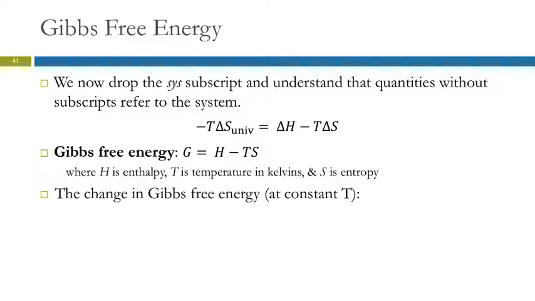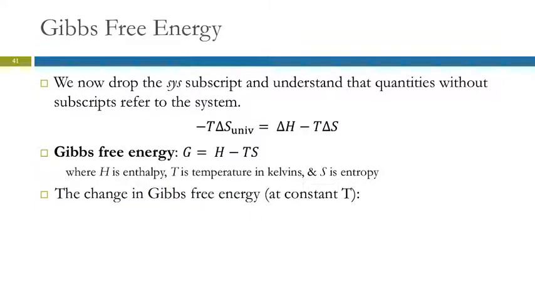So we're going to bring in a new quantity, and it's called the Gibbs free energy. And it has the symbol G, which is kind of nice because Gibbs starts with G, unlike enthalpy, which doesn't start with H, and entropy doesn't start with S. So G is nice. I like G. The Gibbs free energy is equal to enthalpy minus the temperature times the entropy. So temperature in kelvins, right?